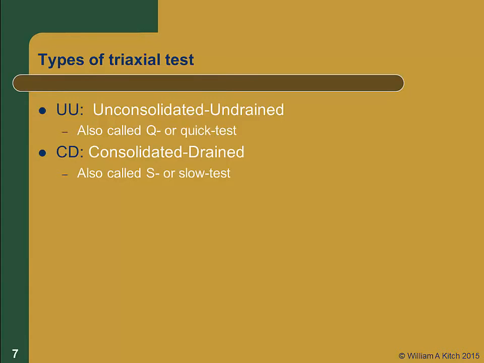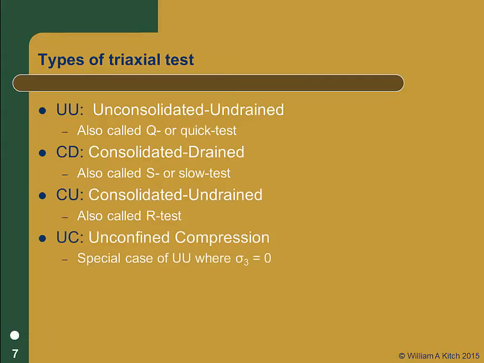It's also called an S or slow test since we have to wait for consolidation to be completed during phase 1 and we have to shear the specimen slowly during phase 2 so that no excess pore pressures are generated. The CU test is a consolidated undrained test. In this test, the drainage valve is open during consolidation but closed during shear. It's also called an R test, presumably because it's faster than an S test but slower than a Q test. During shear, we normally measure the pore pressures generated. This allows us to compute both the total and effective stresses during shear.